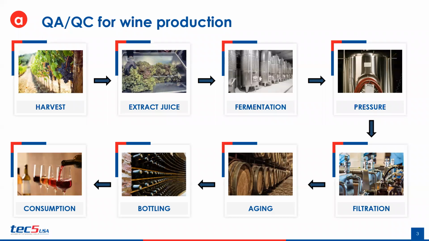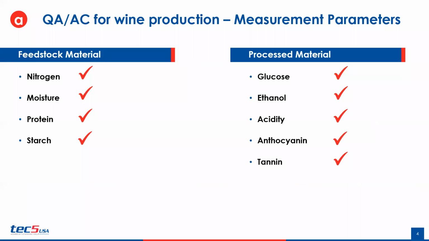So looking from harvest to extraction to fermentation, pressurization, filtration, aging, bottling, and consumption, there are key parameters to measure. I've included here just some examples of these measurement parameters, probably some of which some of you are currently monitoring. And of course, this is not the limit to the key parameters that are critical, just to name a few.